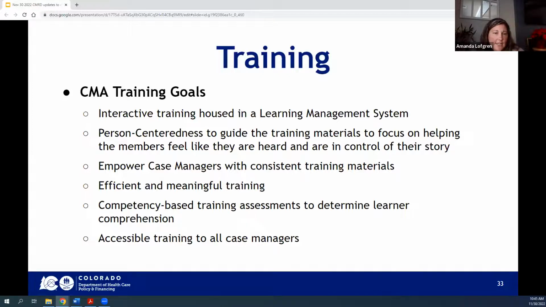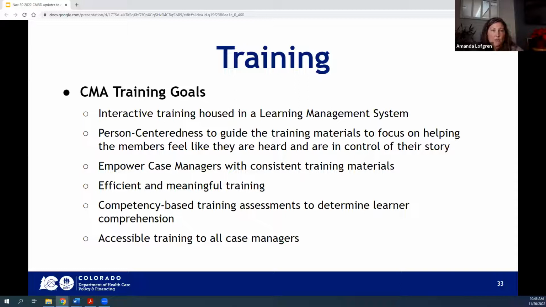We will be empowering case managers to have more consistent training materials and giving them the tools and the resources that they need through more efficient and effective training models. This will be available to all case managers, and again, really focusing on more competency-based training assessments to be able to understand and evaluate comprehension of the materials.